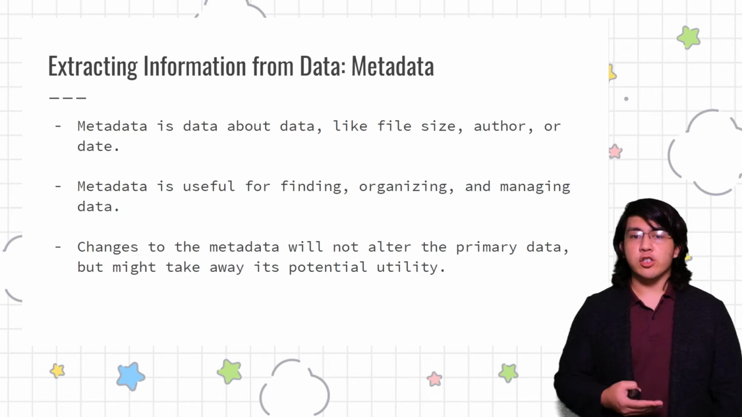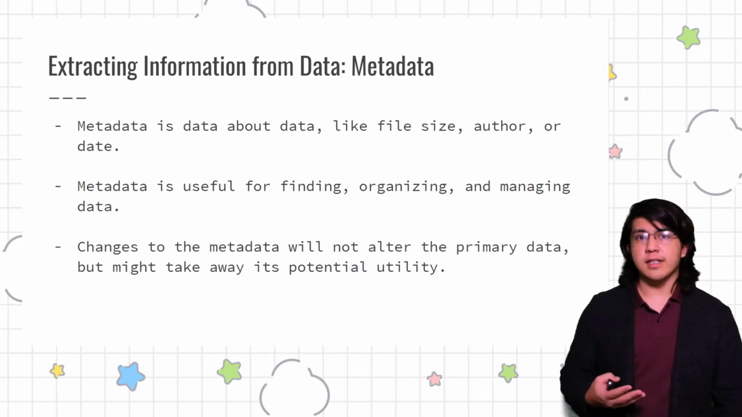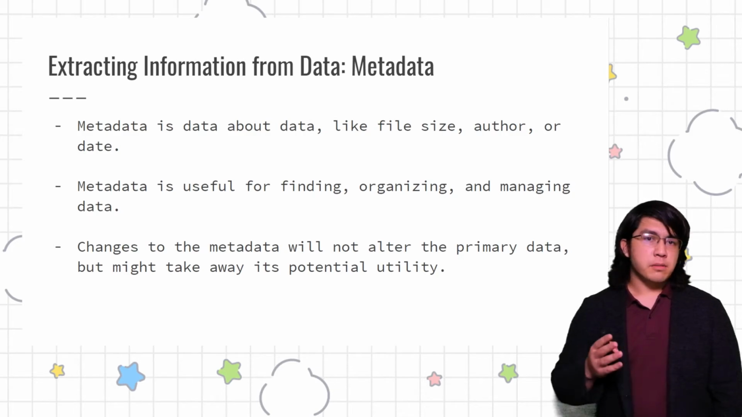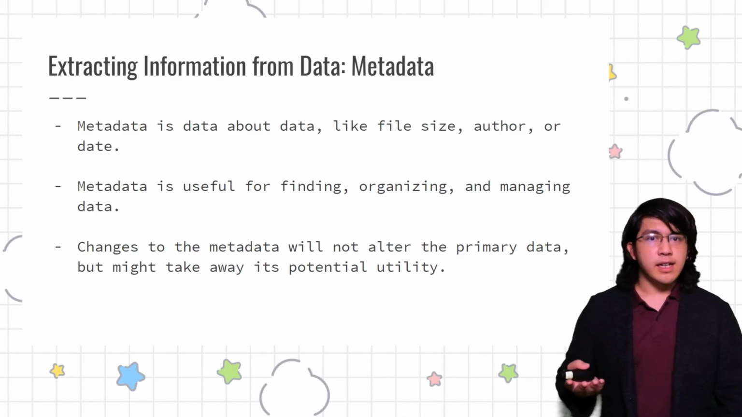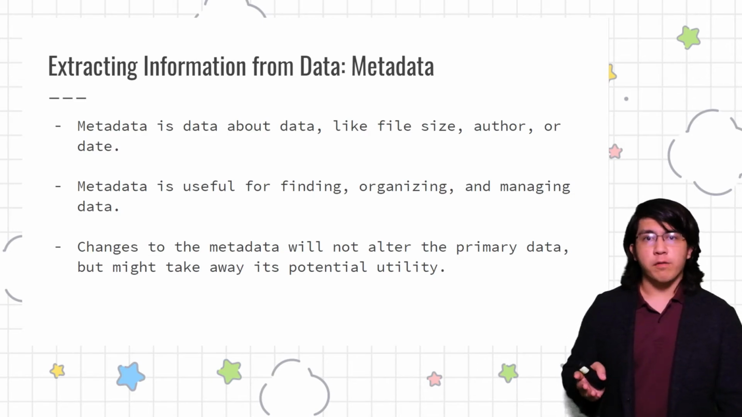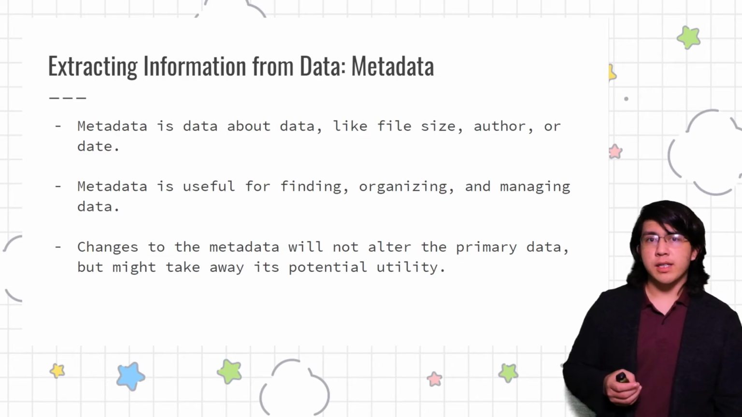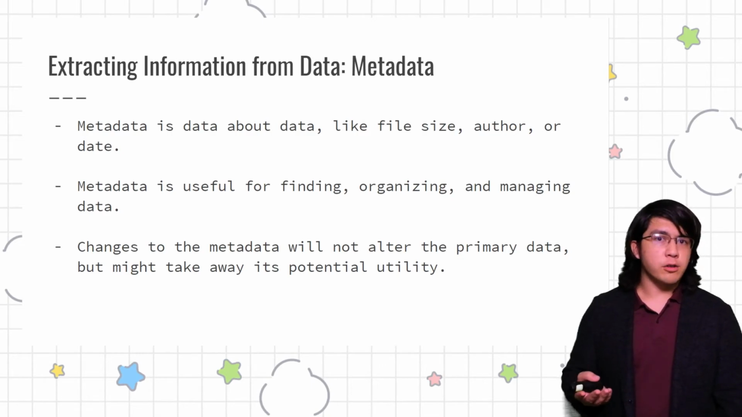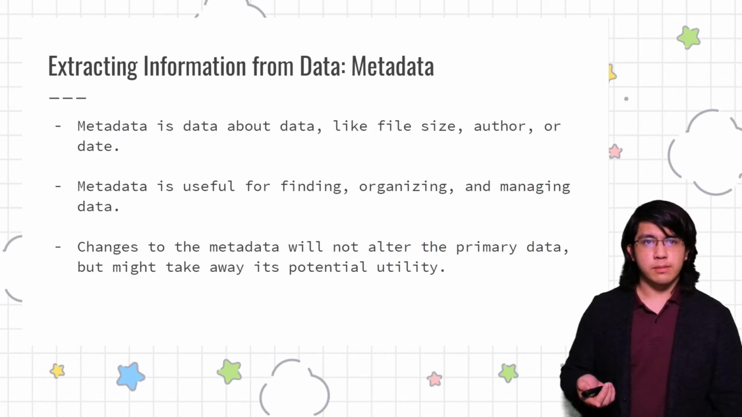This metadata is extremely useful when you're organizing these large sets of data and putting them together. But you can change this metadata and edit it without editing the actual file. For example, you could wipe the metadata off of a photo, and the photo would still look exactly the same. But it might lose some utility because you won't be able to tell where it was taken. You might not know the author and who to give credit to if you use it.